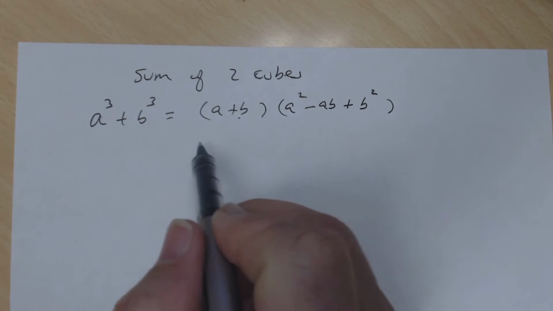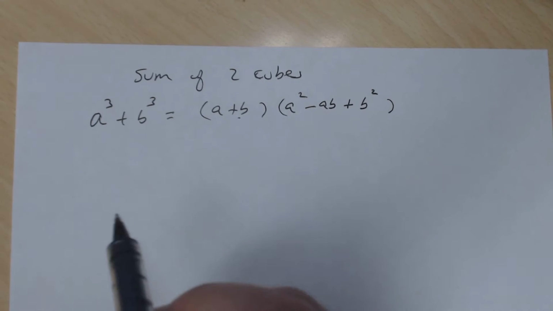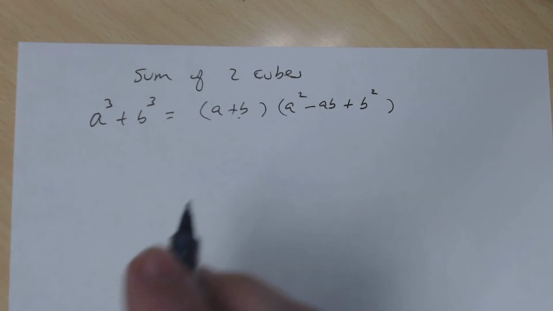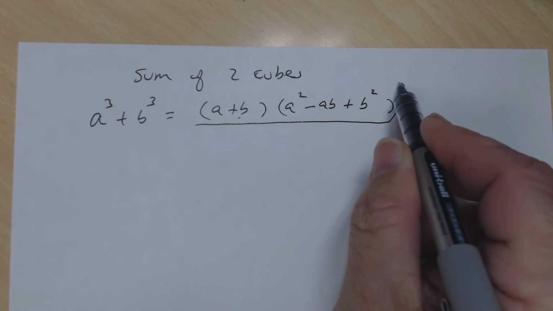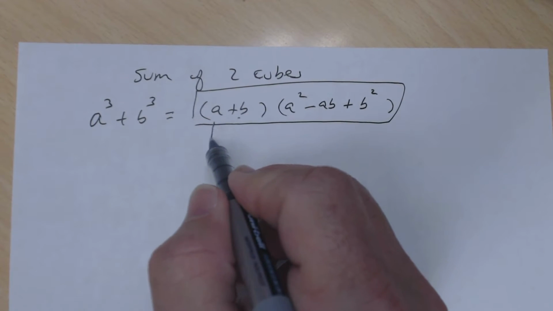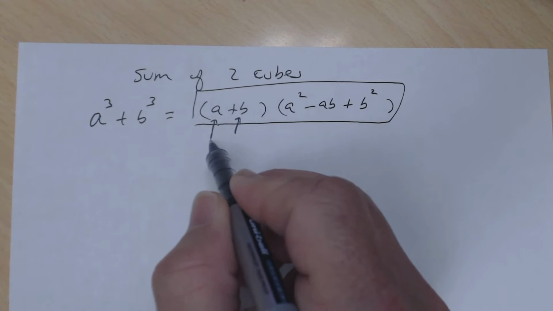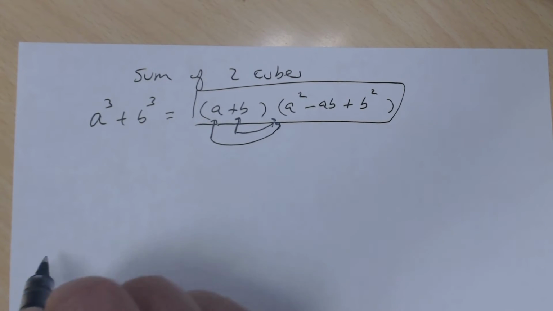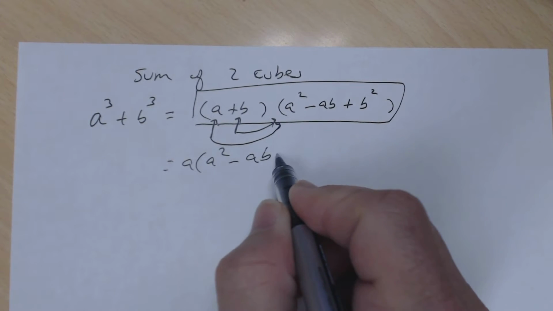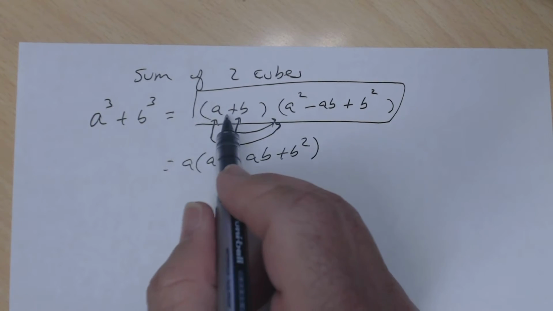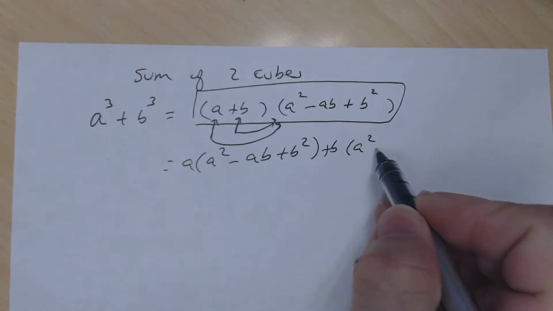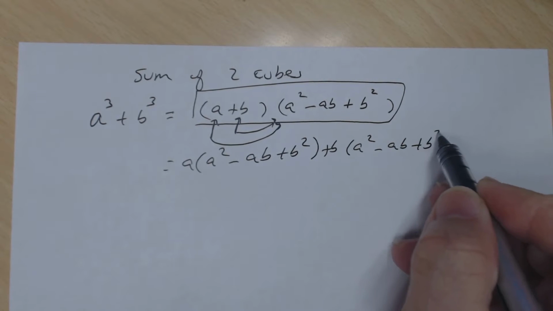All right? Now, let's just multiply this out and make sure we get this, just to verify that this formula gives us this back. So remember what we did. To multiply a binomial times a trinomial, we take each term of the binomial and multiply by the trinomial. So we'll have a times a squared minus ab plus b squared, plus b times a squared minus ab plus b squared.